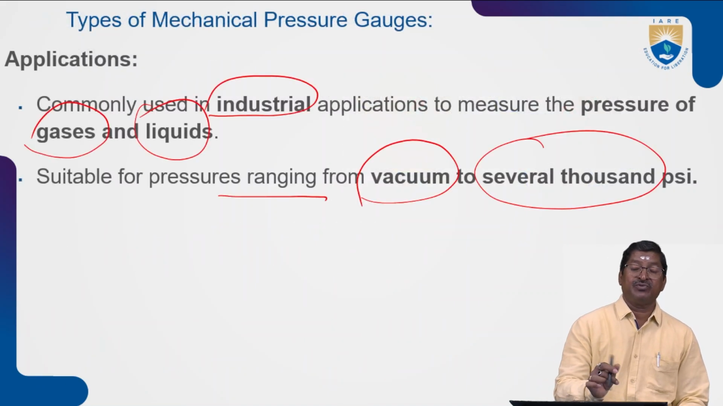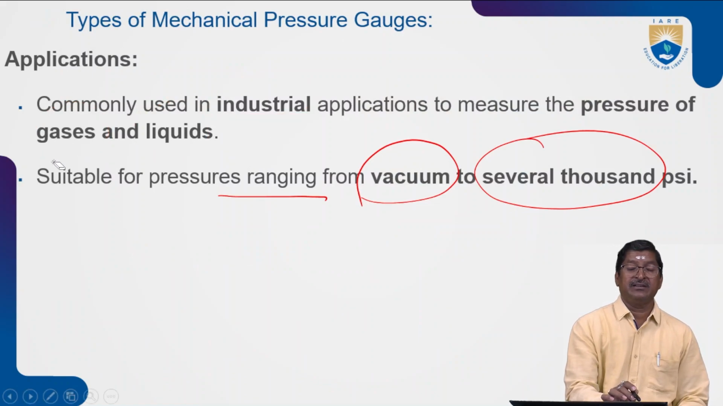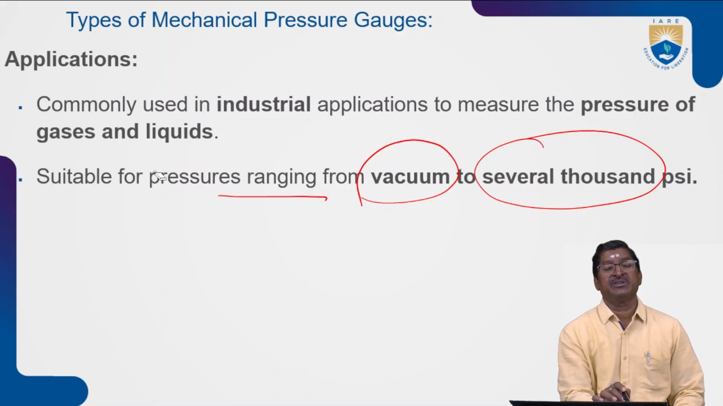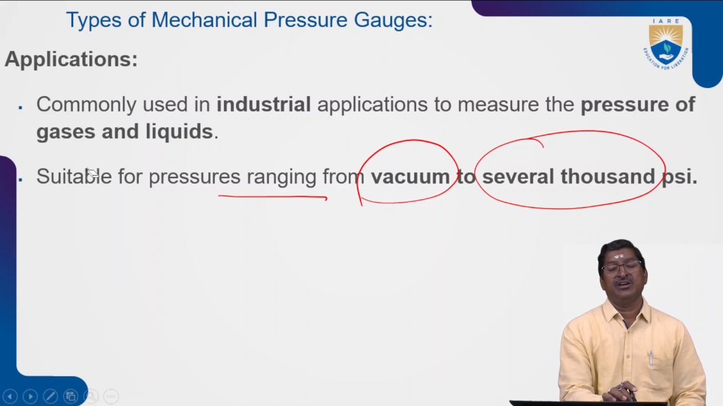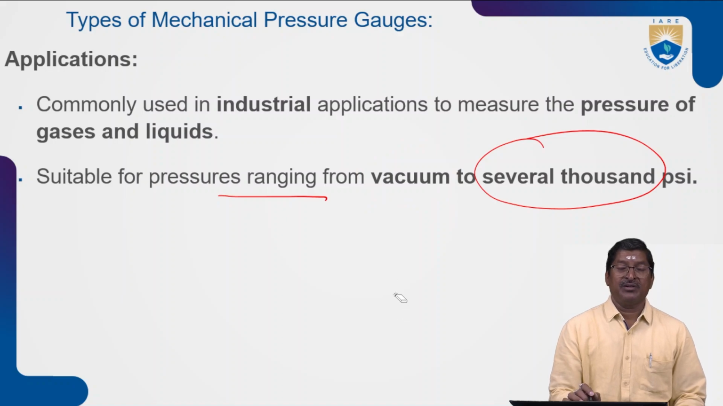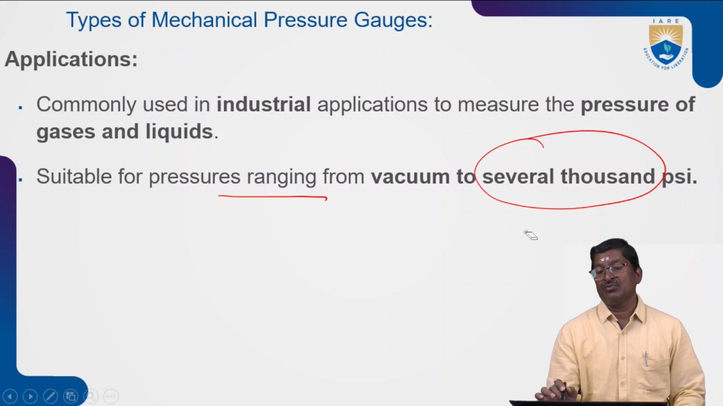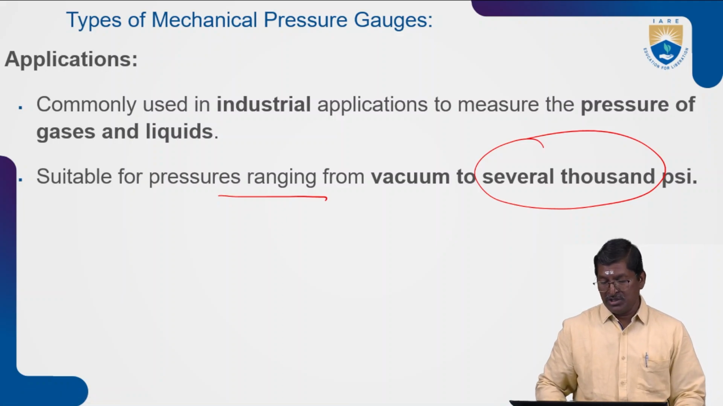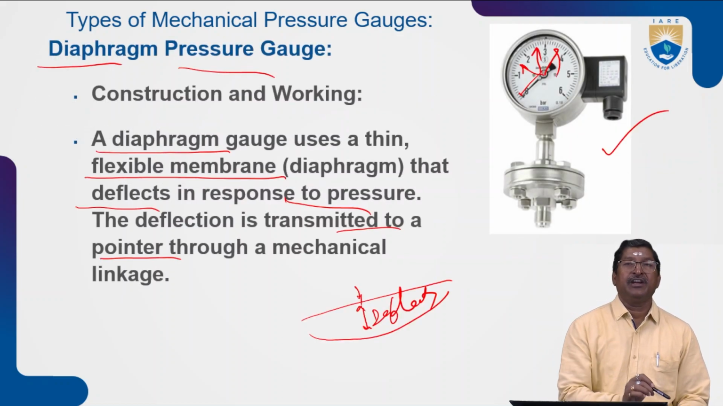As for the application, it is used for industrial purposes for gases as well as liquids. We can measure the pressure inside liquids, or inside gases also, using this Bourdon pressure tube. The range of this Bourdon pressure gauge is from vacuum to several thousands of PSI of high pressures also. So that is the Bourdon tube pressure gauge.